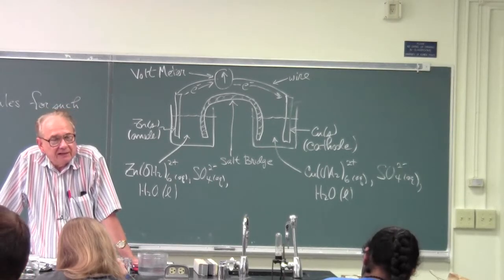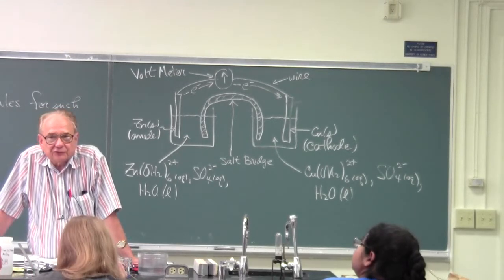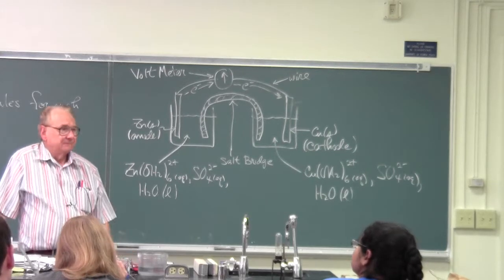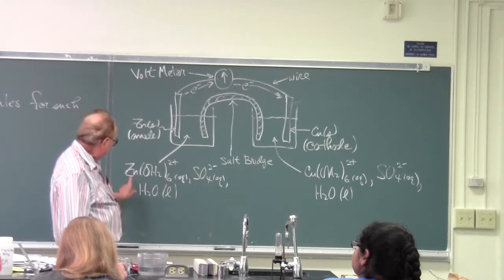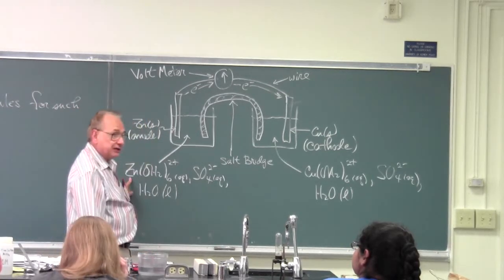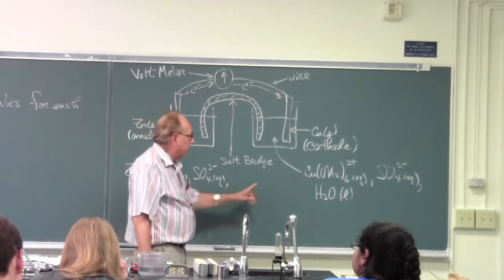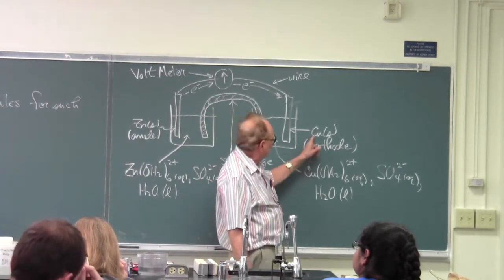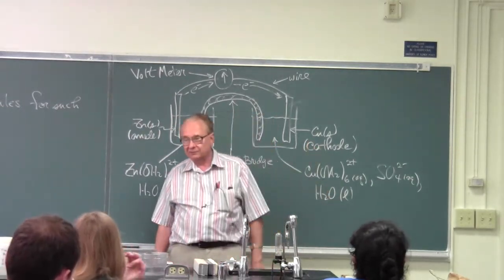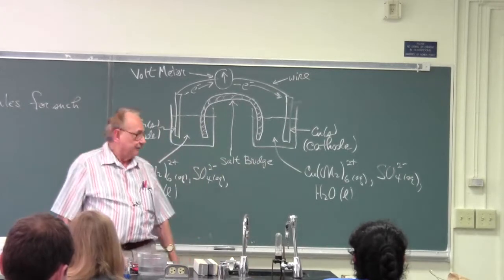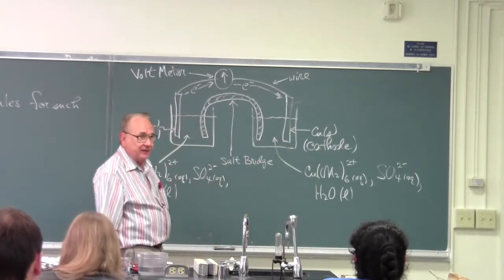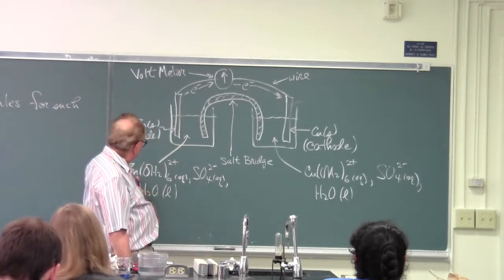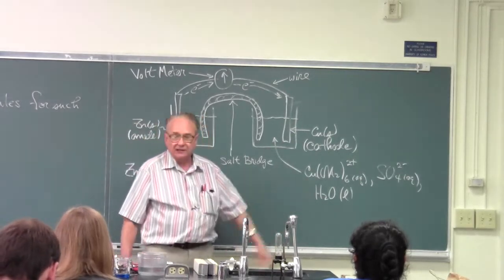If we find zinc to be a stronger reducer than copper, what does that tell us about the relative oxidizing strengths of hydrated zinc ion, the conjugate oxidizer of zinc, and hydrated copper ion, the conjugate oxidizer of copper, at least in water solution? If I find that zinc is a stronger reducer than copper, what does that immediately tell me about the oxidizing power of hydrated zinc ion compared to hydrated copper ion?